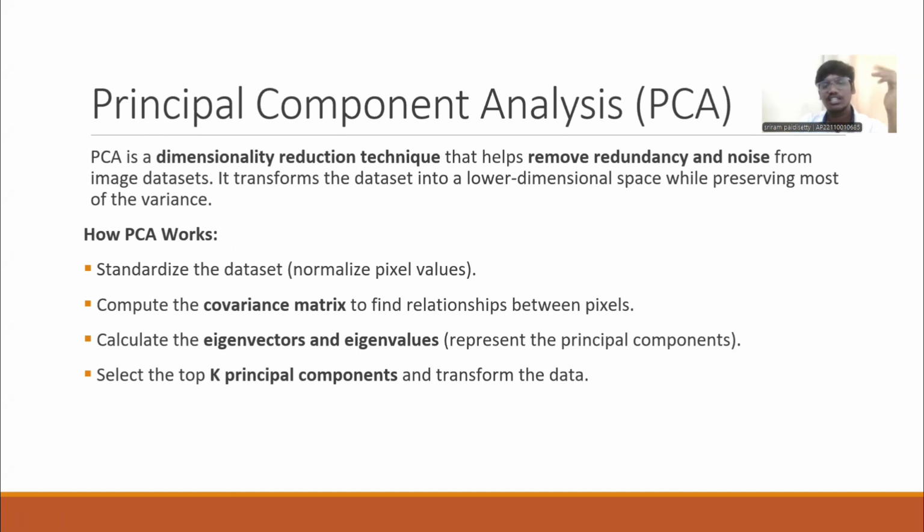Coming to the second one, principal component analysis, which is also known as PCA. PCA is a dimensionality reduction technique that helps remove redundancy and noise from image datasets. It transforms the dataset into a lower dimensional space while preserving most of the variance. We'll see how PCA works. It standardizes the dataset, meaning it will normalize the pixel values, and after that it will compute the covariance matrix to find relationships between the pixels. After that, we'll calculate the eigenvectors and eigenvalues to represent the principal components. After that, it will select the k principal components and transform the data.